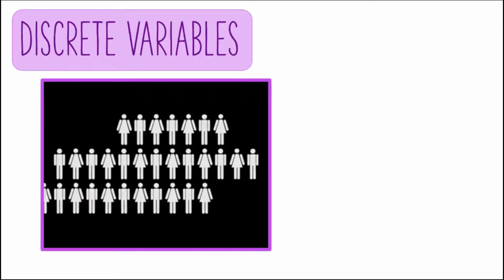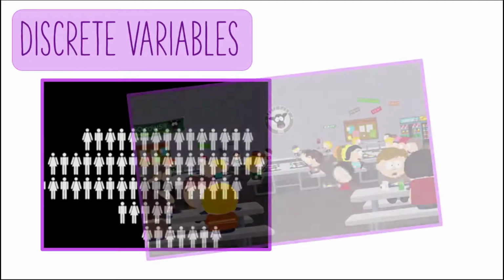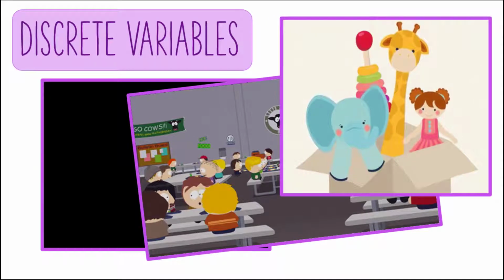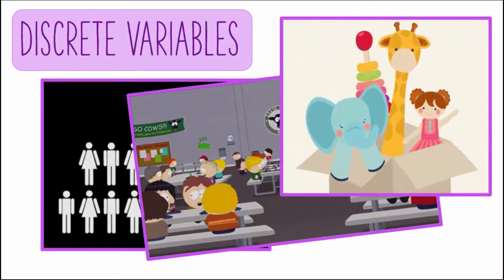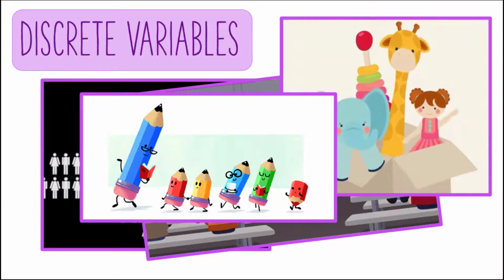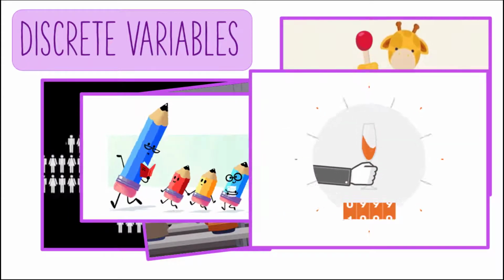Since discrete variables take the form of whole numbers and consider finite countable numbers, here are some examples. It could be the population, the number of students in a cafeteria, the number of your toys, or even the number of pencils inside your pencil case. It could also be the number of likes you get on social media.